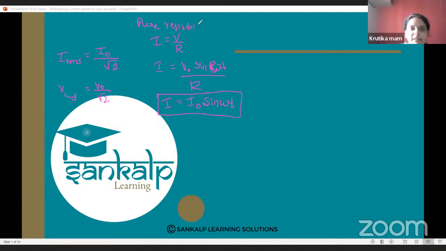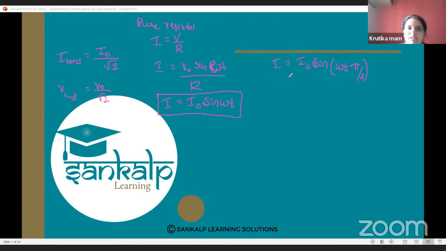Similarly, we can apply the formula for the inductor as well as for the capacitor. For the inductor, the formula is given by I is equal to I naught sine of omega t minus pi divided by 2. This is for the pure inductor. When the AC circuit consists of a pure inductor, the expression is I is equal to I naught sine omega t minus pi divided by 2.